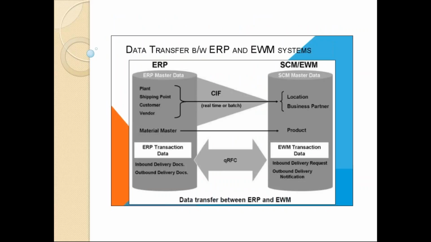So this is the master data which can flow from ECC to EWM. It can be a plant, a shipping point, an ECC customer, or a vendor, and this is from ECC to EWM. This is unidirectional. It can be material master, class and characteristics, or batches. When it comes to transactional data, it can be inbound documents or outbound documents. They communicate and travel in both systems.